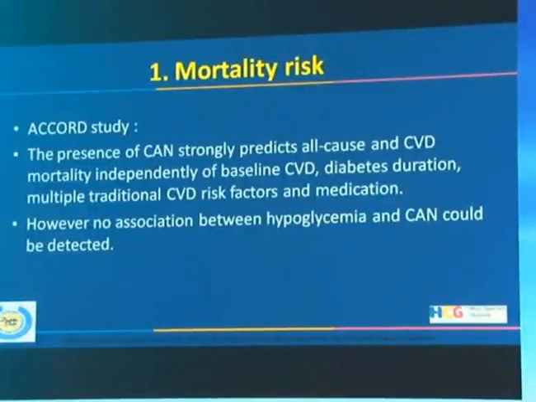Importantly, we go on talking about the ACCORD study and we give lots of significance to hypoglycemia. But look at the ACCORD study. The presence of CAN in the ACCORD study strongly predicts all-cause and CVD mortality independent of baseline cardiovascular disease, diabetes duration, multiple traditional CVD risk factors and medication. This aspect of the ACCORD study has never been highlighted. So the ACCORD study highlighted that CAN is an independent risk factor.